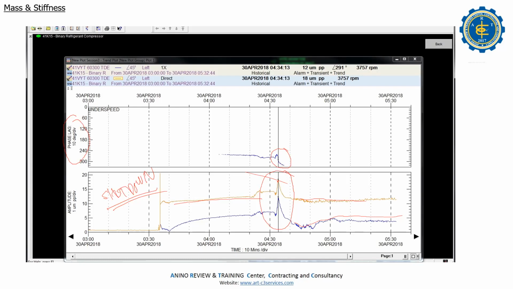So if there is high vibration, for example, but your phase angle has no changes, is it a critical speed or not?